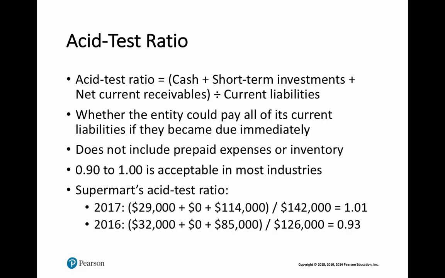So in 17 we're above that acceptable standard, and then 0.93 we're kind of right in the middle of that acceptable standard. Again, this is a hypothetical situation because generally in your business world, not all of your vendors are going to immediately demand payment, and probably the current ratio is more accurate because you're going to turn your inventory over.